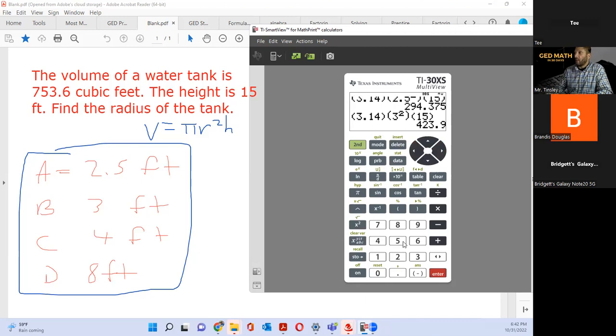Nope. No. Go back into my formula again. Hit enter. Now I'm going to change that 3 to a 4. And I'm going to press enter. Oh, I didn't do any algebra. All I did was use the multiple choice. Did I get 753.6? Yes. I now found my answer without doing any algebra.